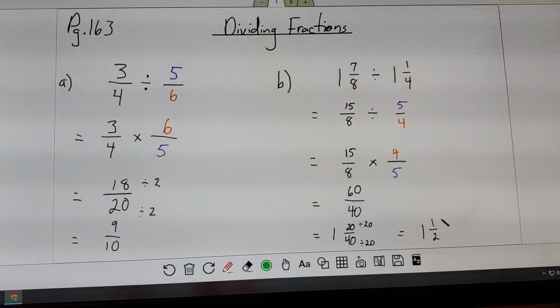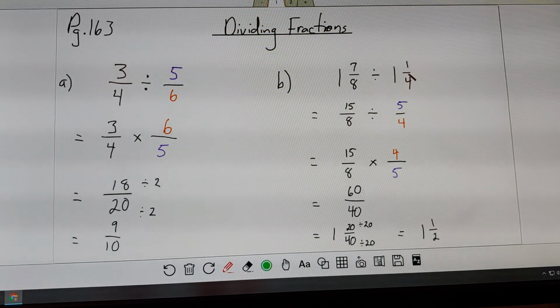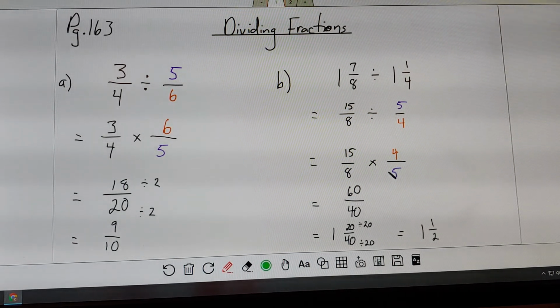And that's it. Okay? So you already have the skills needed to divide fractions. You know what to do. Just change that second fraction into a mixed number and then flip it and multiply.